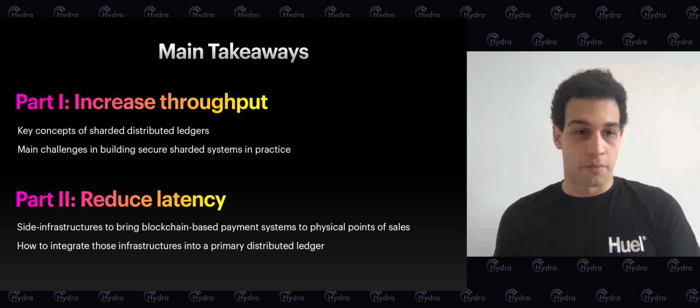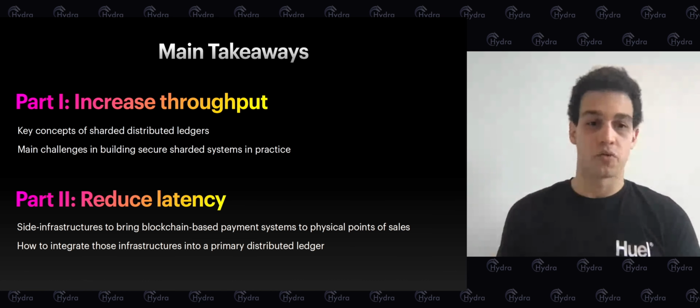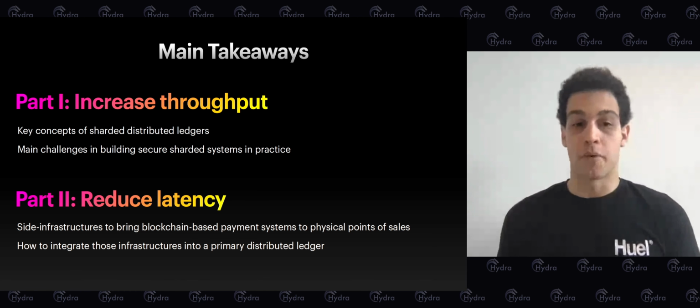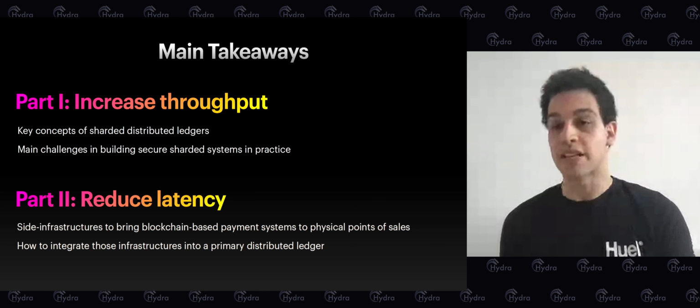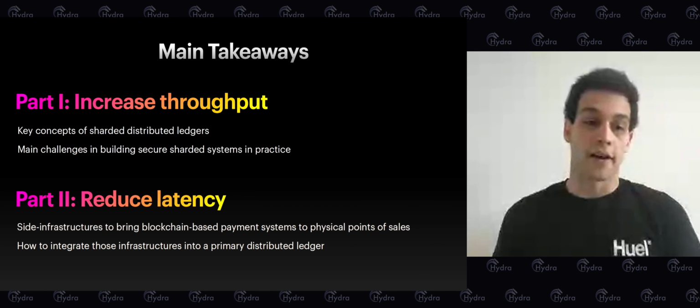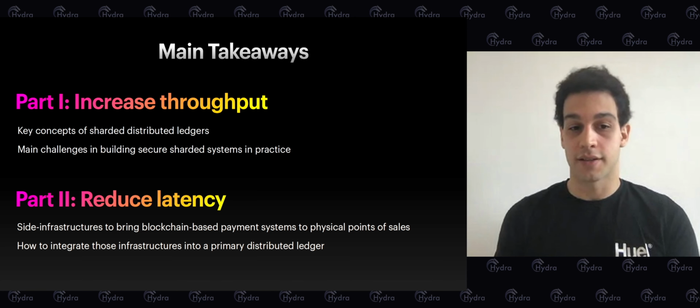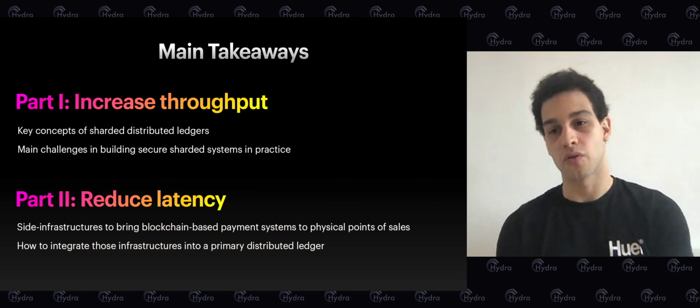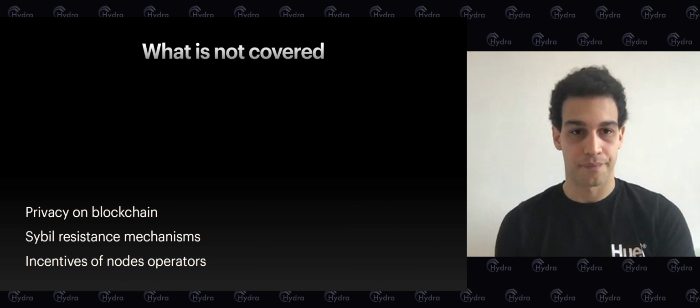Then the second part, I would just like you to remember how a side infrastructure can be used to bring blockchain-based payments to physical point of sale. So the latency should be extremely low, and how to integrate those side infrastructures into a main blockchain, of course, so that we don't have 2 separate systems at the end.